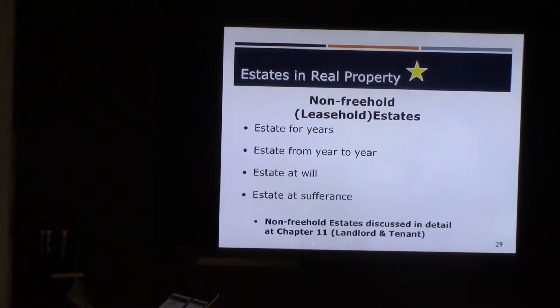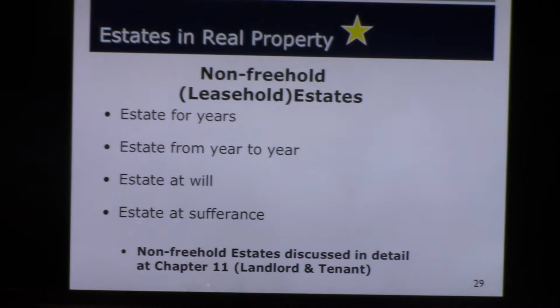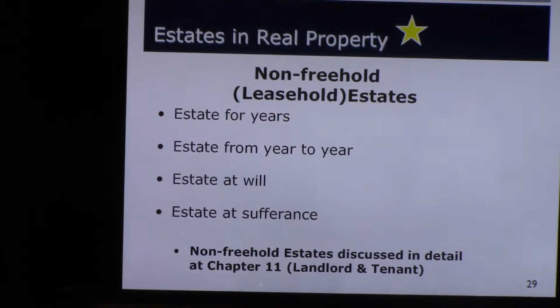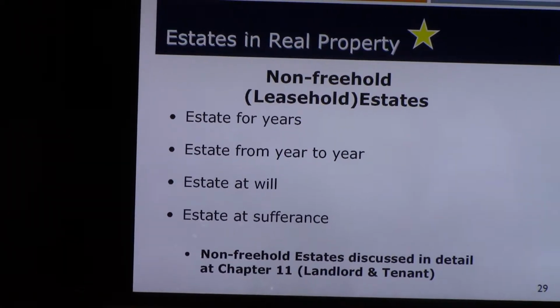Non-freehold estates. Look at the name of it, non-freehold. If freehold meant ownership, then non-freehold means you don't own it. Have you ever had an interest and a stake in a property that you did not own? Yeah, when you're renting a property.